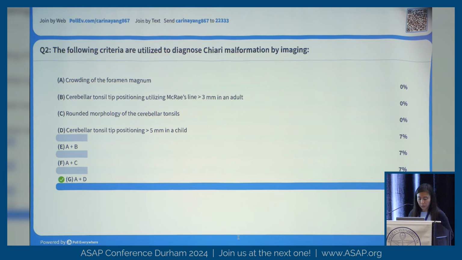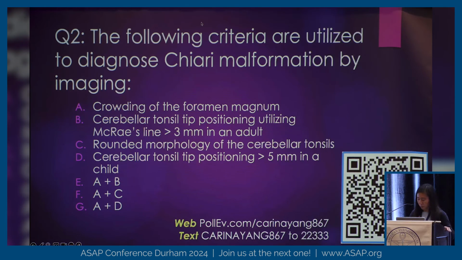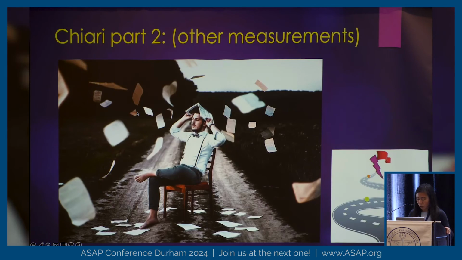Let me switch back. Okay. Excellent. So yes, it's crowding and then the tonsillar tip positioning greater than 5 millimeters in a child. Remember, it's 4 in an adult by the strictest criteria. All right, so now we're moving on to more head spinning measurements.